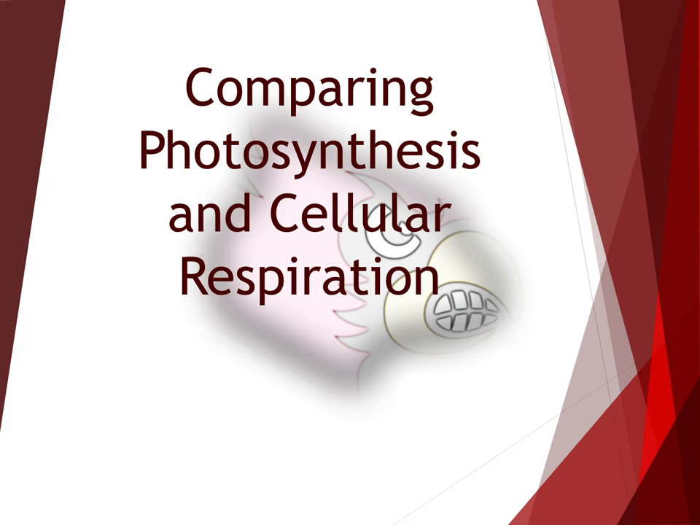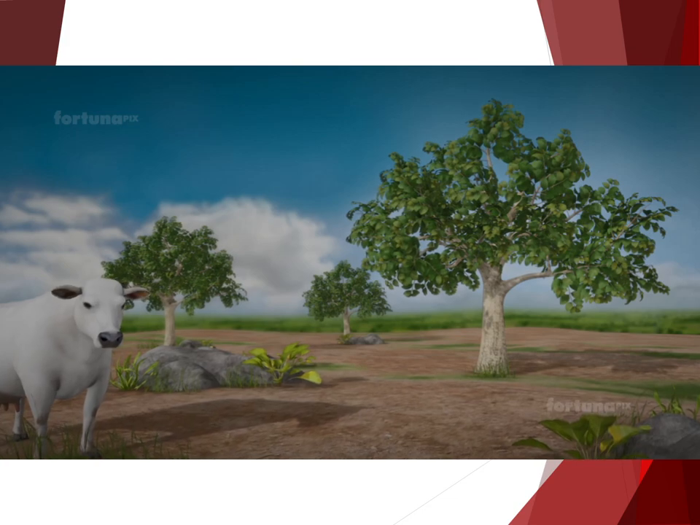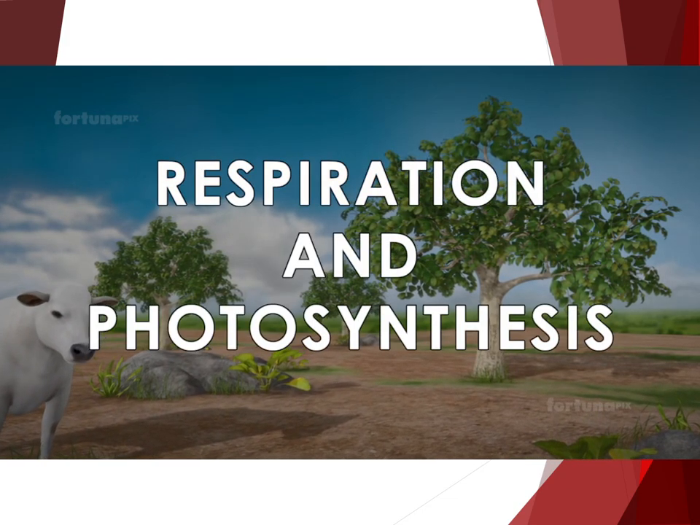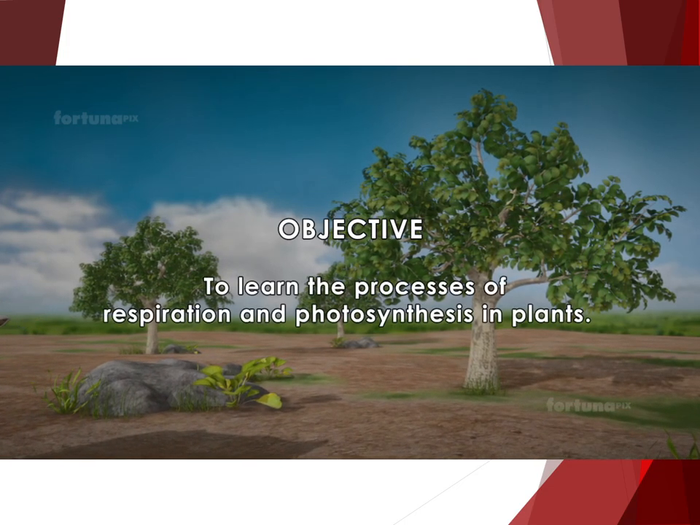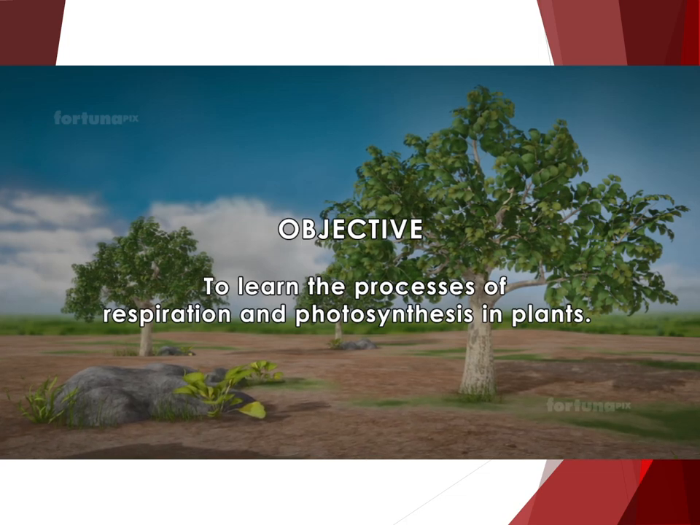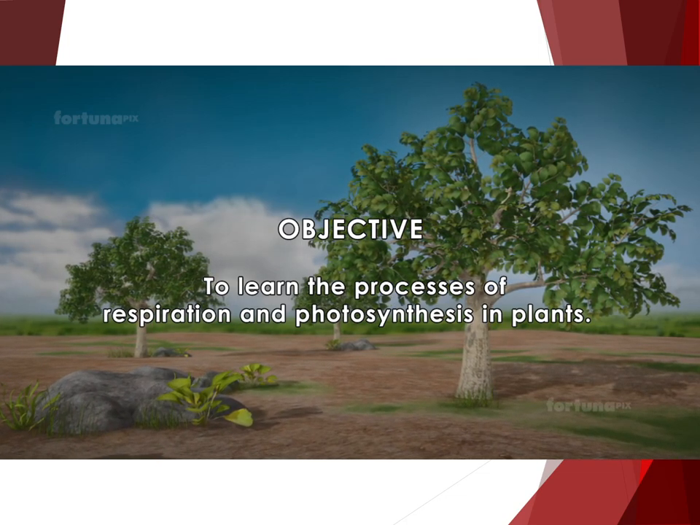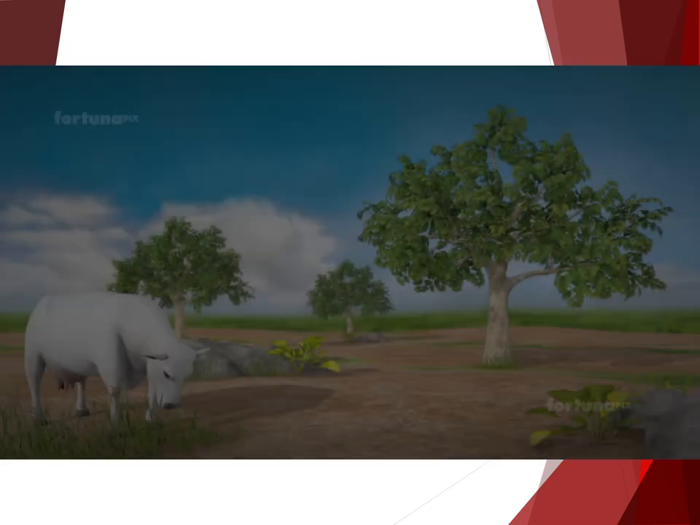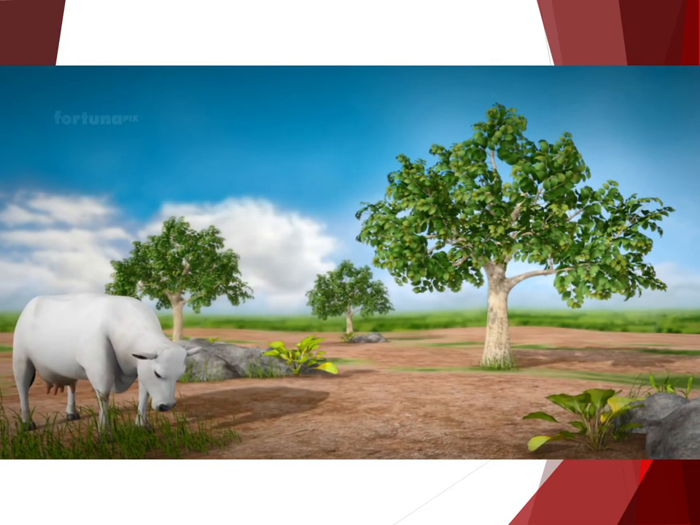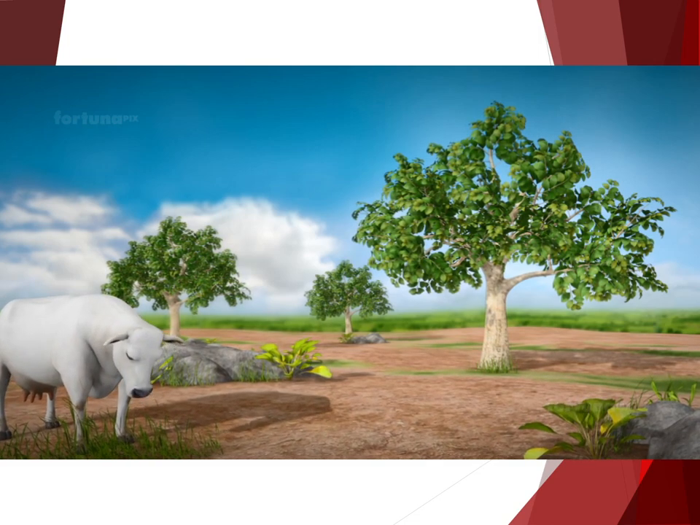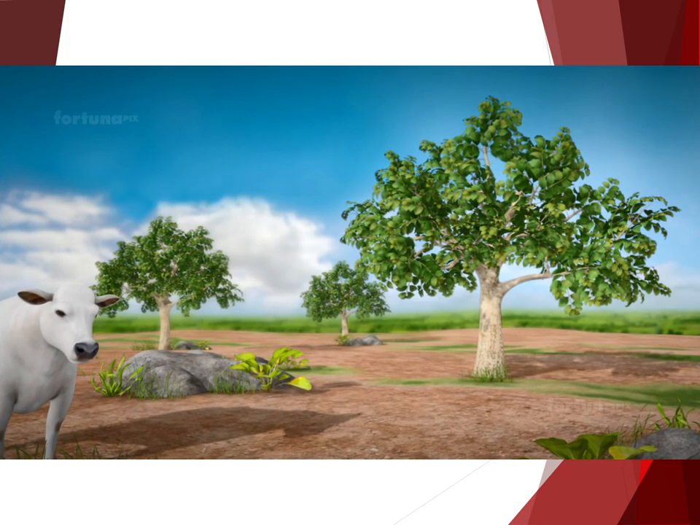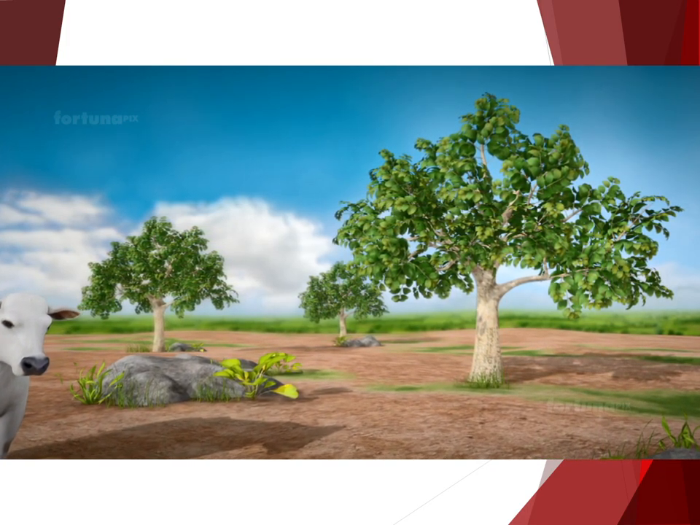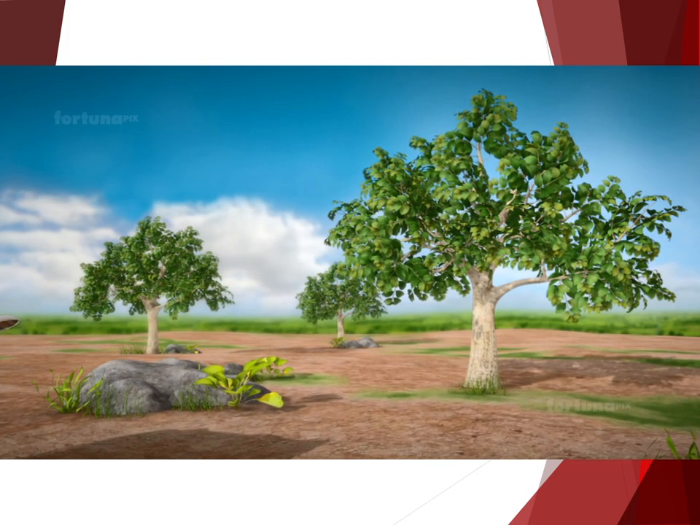Comparing photosynthesis and cellular respiration. Respiration and photosynthesis. Objective: to learn the processes of respiration and photosynthesis in plants. In order to live, all organisms must respire and require food sources that provide them with energy. In this session, we'll look at how plants create their own source of energy, and then what the energy is used for.